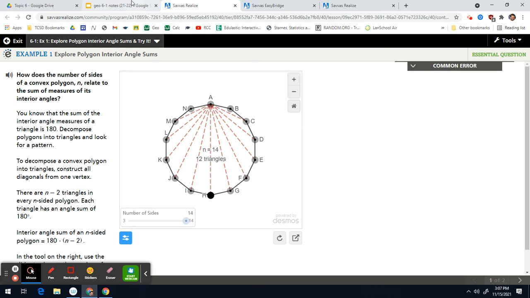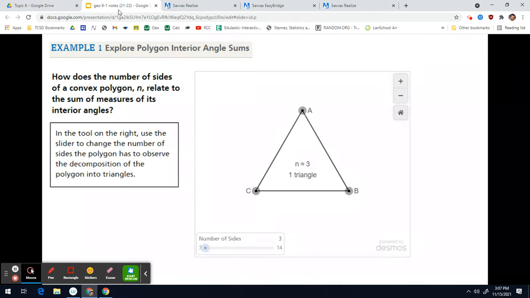So here's the idea behind this exploration. We're going to make a table. The number of sides, which is n, and then over here, the number of triangles. This is really a terrible place to do it. Never mind. Sorry about that. Let's do it down here. I'm going to drag this out of the way.